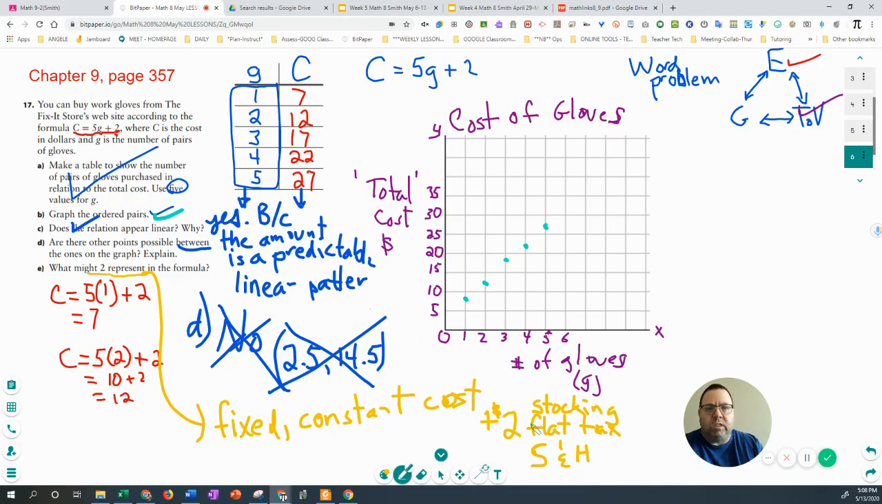Obviously, if you buy 0 gloves, you're not paying that $2. But from that point on, one pair of gloves, 6 pairs of gloves, 1,000 pairs of gloves, they're charging you the $2. They're going to get some of their money back for having the gloves in stock and available for you. Okay, that's it for that one, grade 8s.